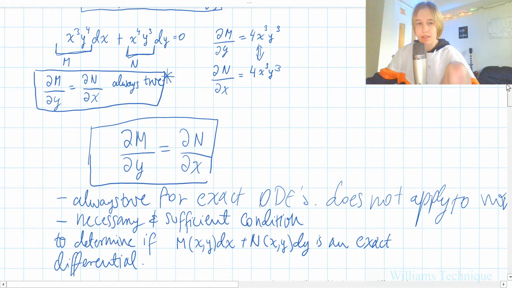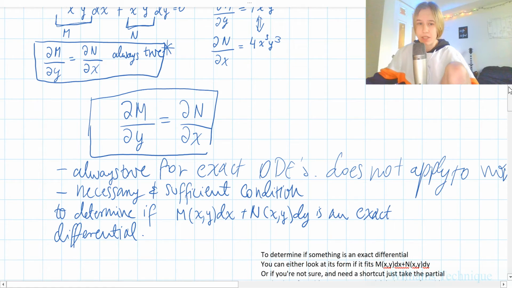Now notice that these are exactly equal. That is a necessary and sufficient condition for determining if an equation is an exact differential equation. If these don't equal, that means it's a non-exact ordinary differential equation.